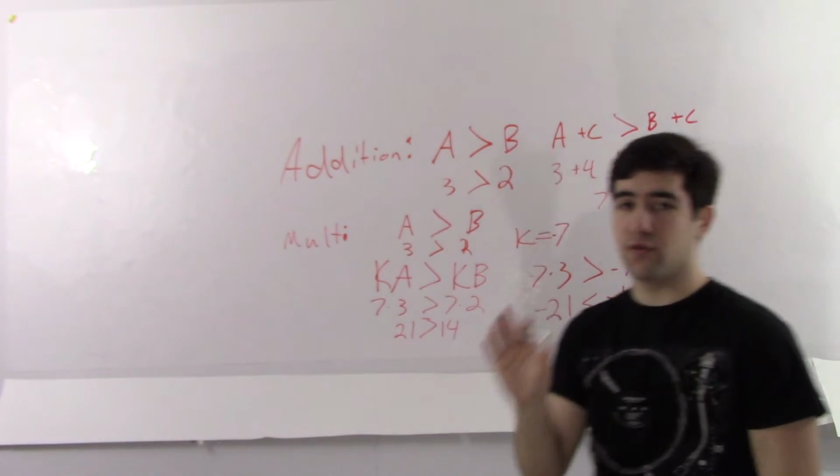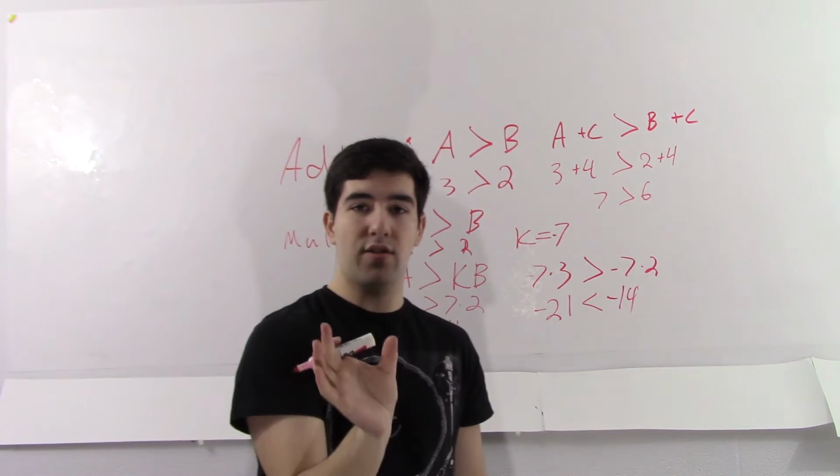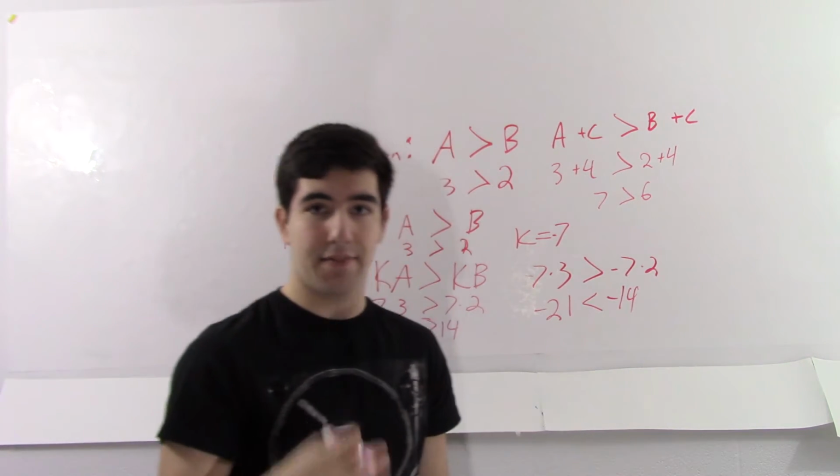What you do is you reverse the greater than symbol to a less than symbol, or a less than symbol to a greater than symbol whenever you're dividing by a negative number.